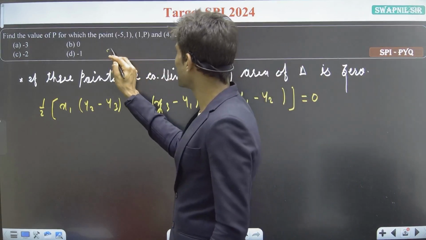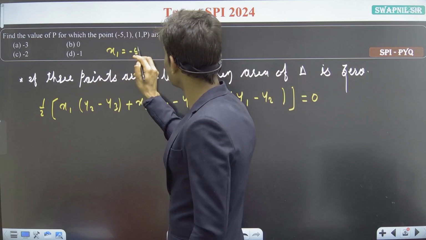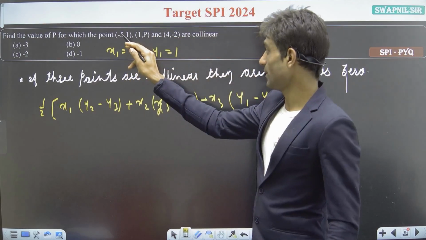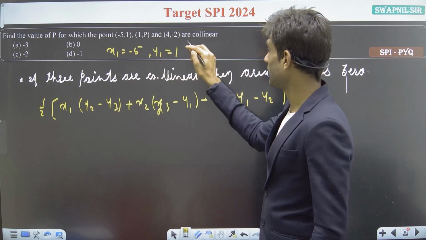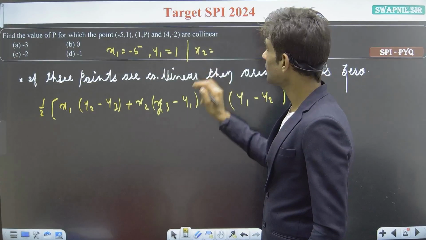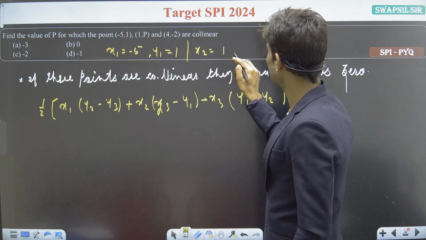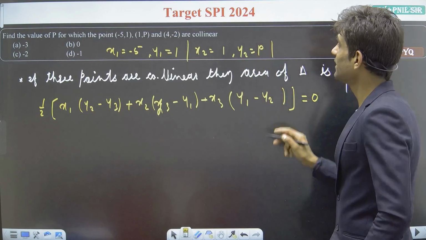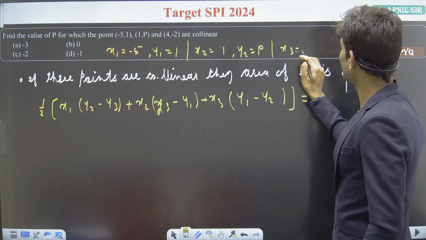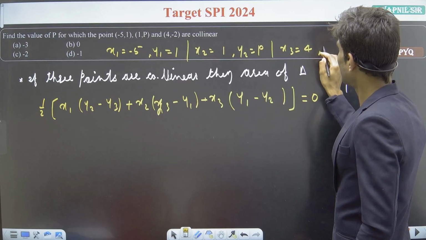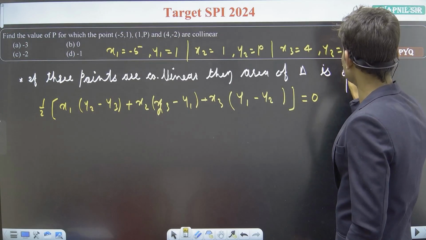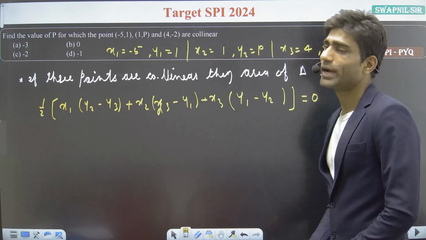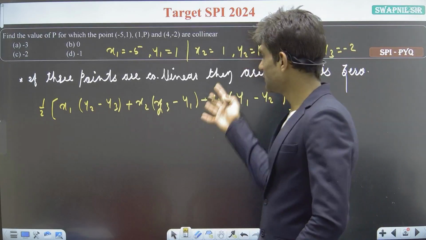We have x1 as minus 5, y1 as 1. Compare x1 y1, x2 y2, x3 y3. x2 is equal to 1, y2 is equal to p. x3 is equal to 4 and y3 is equal to minus 2. We do have 3 points here. Now substitute all these values here.